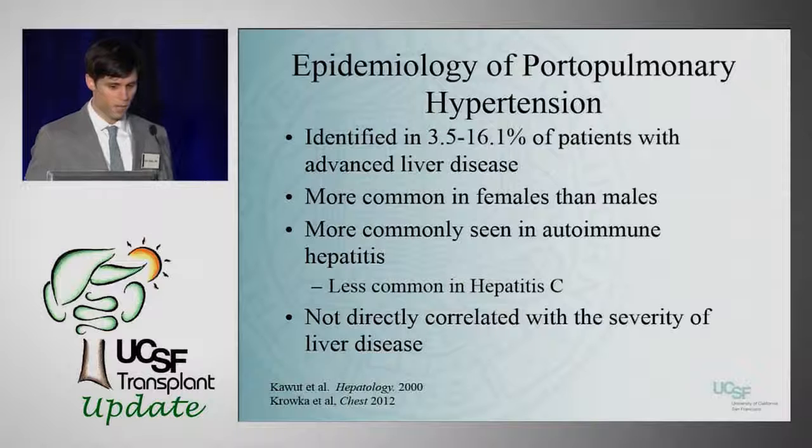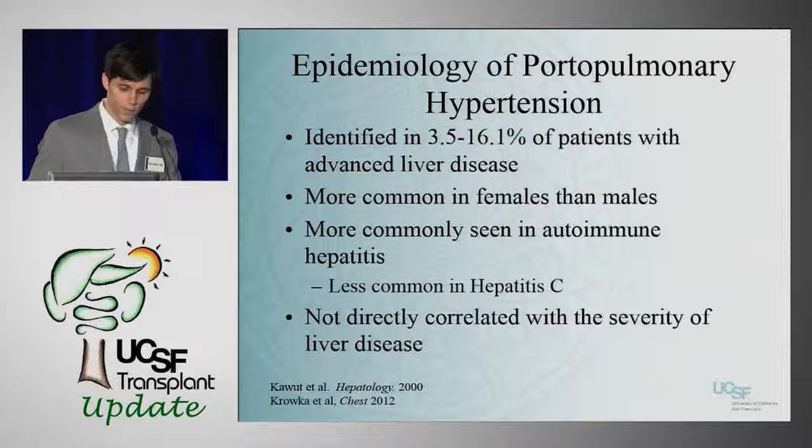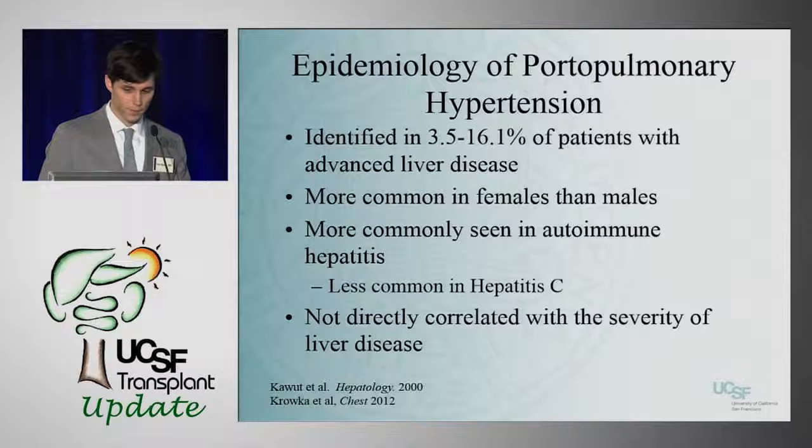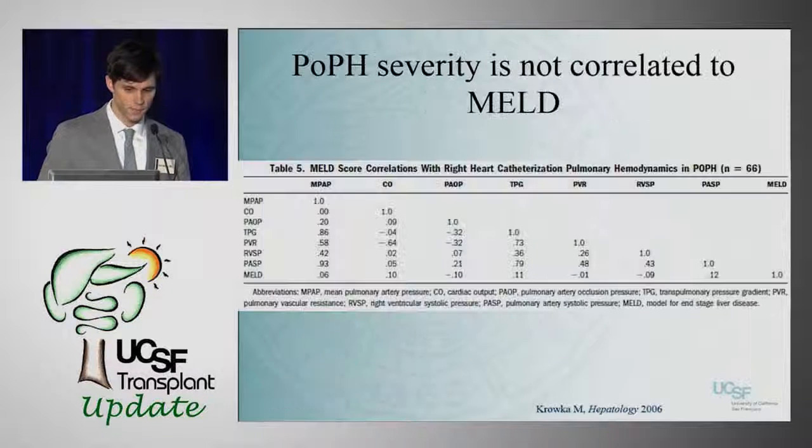So what's the epidemiology of portal-pulmonary hypertension? You see very widely ranging prevalences in liver transplant candidates, anywhere from as low as 3.5%, which from my experience is definitely too low, at least for the UCSF population, up to as high as 16.1%. Females are at higher risk. Autoimmune hepatitis seems to be a particularly frequent cause. Hep C is a little less frequent. And one thing to keep in mind is it's not directly correlated with the severity of liver disease.